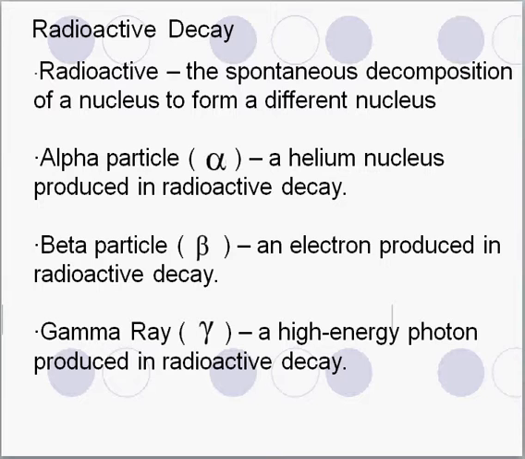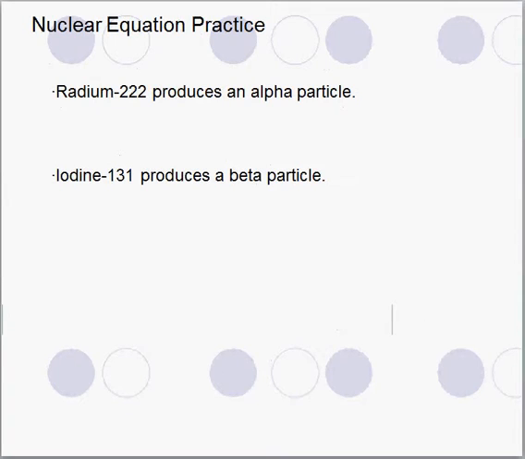We've got radioactive, which is the spontaneous decomposition of a nucleus to form different nucleus or different nuclei. We've got alpha particles, which we use the Greek letter alpha, which is a helium nucleus produced in radioactive decay. We also have beta particles, which use the Greek letter beta, and that is an electron produced in radioactive decay. And then we have a gamma ray, which uses the Greek letter gamma, which is a high energy photon produced in radioactive decay.